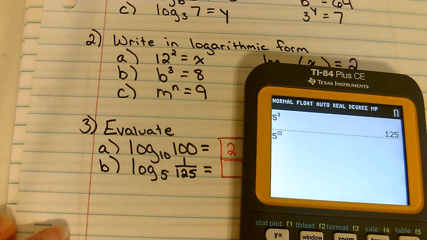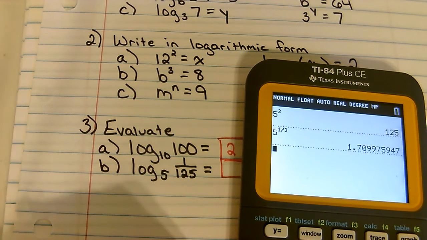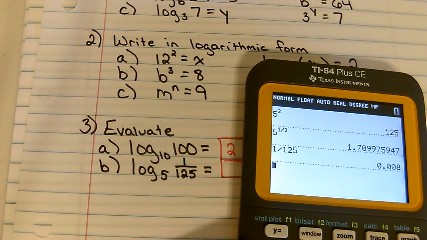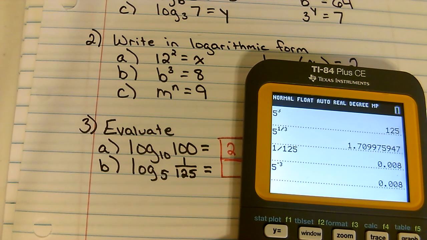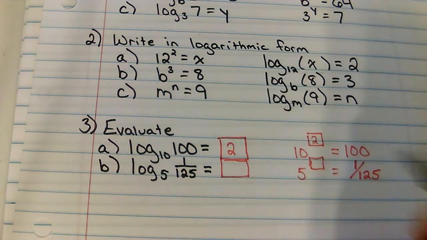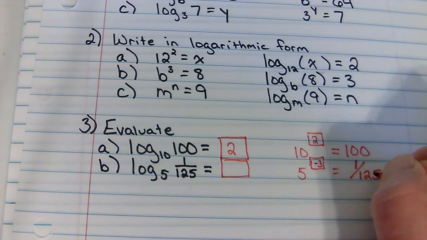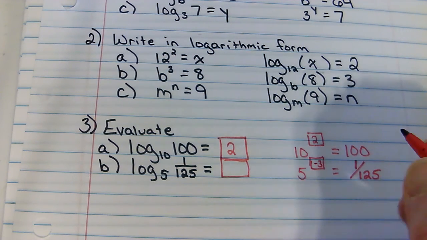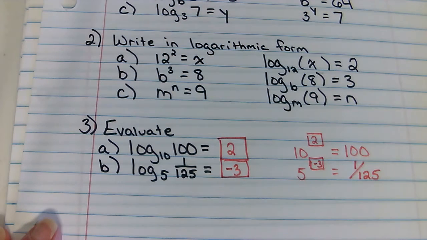What if I make the exponent a fraction? Would that work? Well, is that the same as 1 over 125? Ooh, not even close. So how about 5 to the negative 3? That does it. A negative 3 moves it to the denominator, and so now we have a fraction. So to get a fraction, the exponent has to be negative.